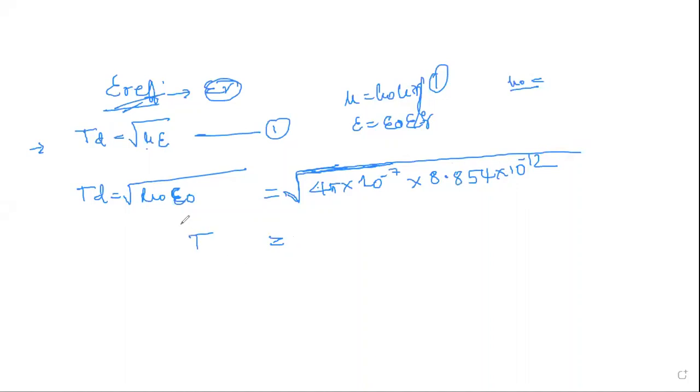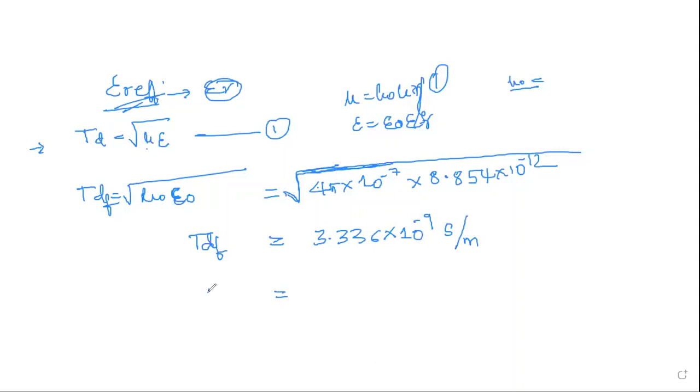TD, you can take this in free space. Multiply these two parameters: square root of 4 pi into 10 to the power minus 7 into 8.854 into 10 to the power minus 12. It comes to 3.336 into 10 to the power minus 9. The unit is seconds per meter.